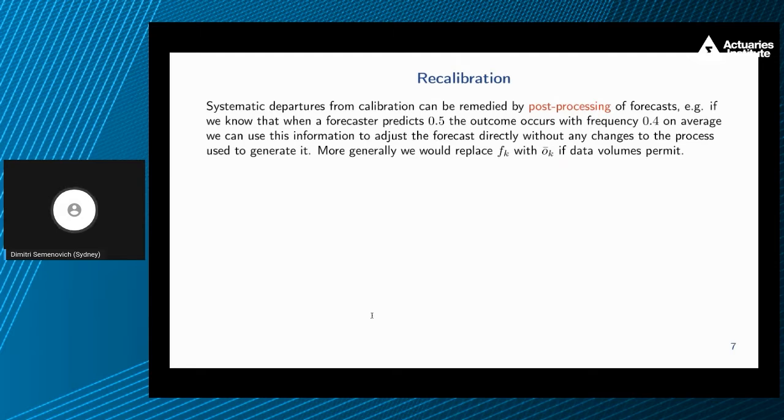If we are not satisfied with the calibration of the forecaster, this can generally be fixed by post-processing of forecasts. So let's say if we have a forecaster who predicts 50% for a certain outcome, but the outcome occurs only 40% of the time on average for that forecast level, every time we get a 50%, we can treat it as a 40%, and that will kind of remedy the issue.